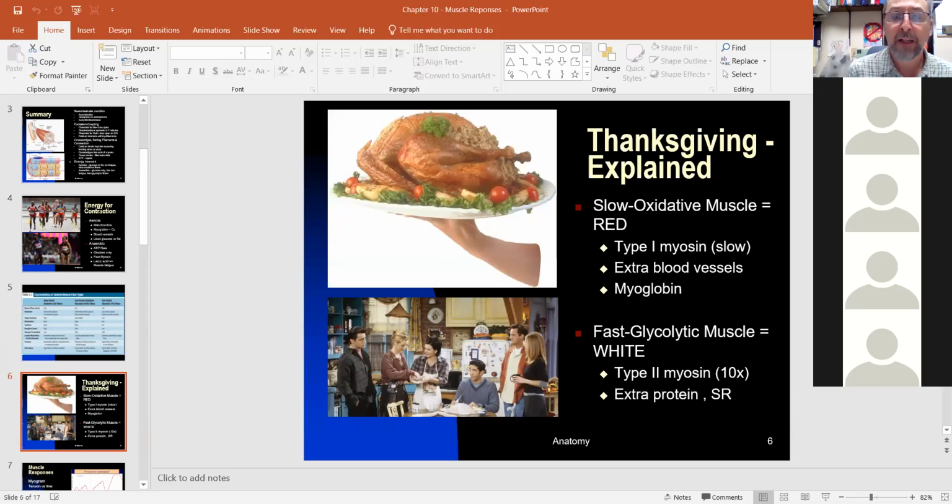Okay, if you take the turkey and you take a drumstick and you look at it, it's dark meat. Even after it's cooked, it's a deep red, and that's because there are all these extra blood vessels in there and these extra myoglobins. Turkeys or chickens can run forever. You cannot catch them. They're fast and they can run a long time.